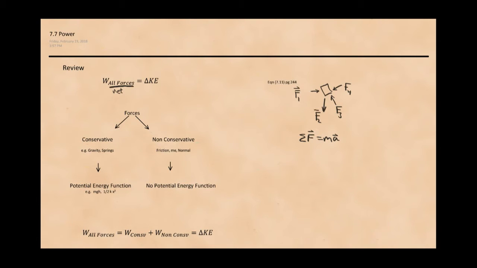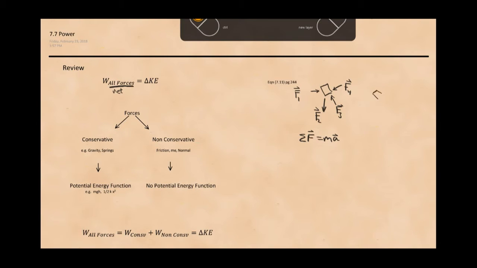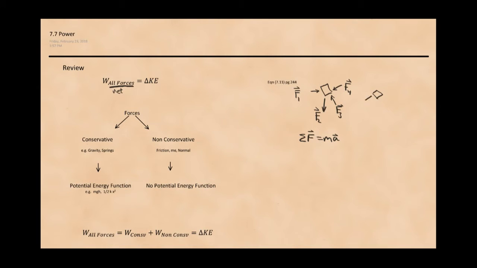And this is a vector equation. So the forces have to be added as vectors. Now, if I add those forces as vectors, I can replace those forces with what they add up to. And that's what your textbook calls the net force. So they say the work done by the net force is equal to change in kinetic energy. That's the same thing as saying the work done by all the forces is equal to change in kinetic energy.